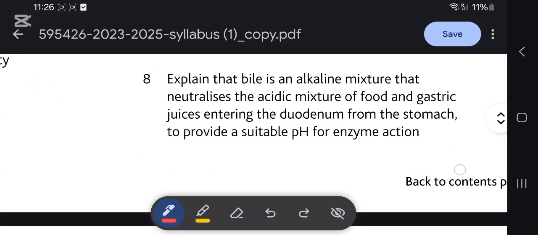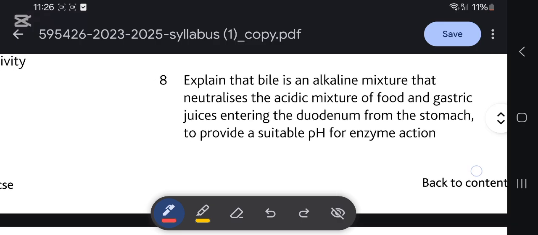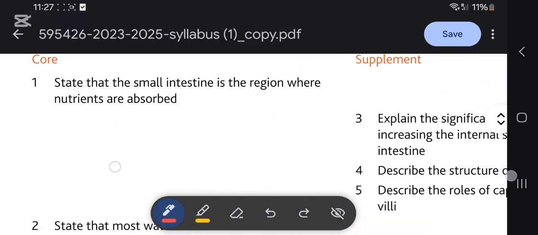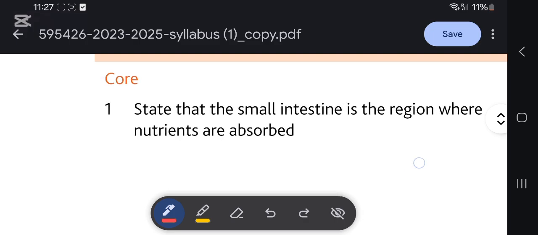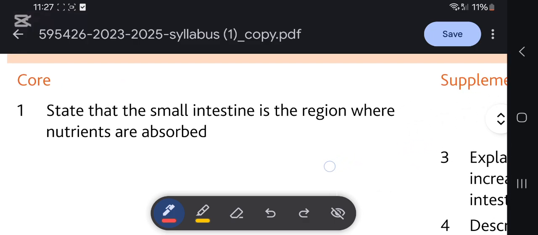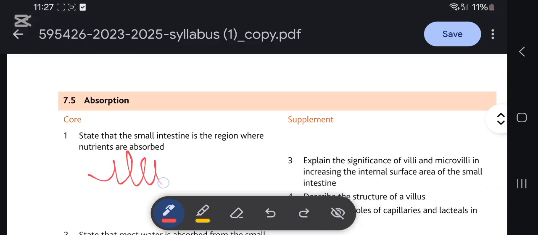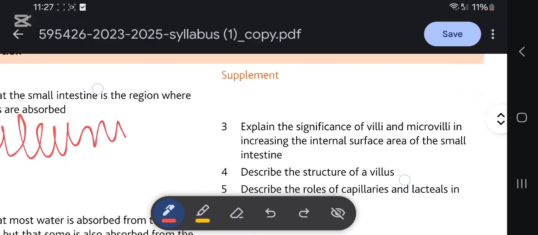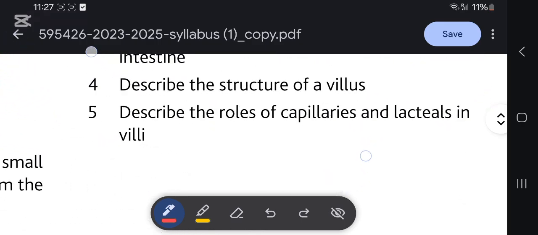Bile is an alkaline mixture that neutralizes the acidic mixture of food and gastric juices entering the duodenum, okay, providing a suitable pH for enzyme action. The small intestine is the region where nutrients are absorbed. Okay, it is basically the ileum. All right, then the significance of villi and microvilli, of course, is that they increase surface area.